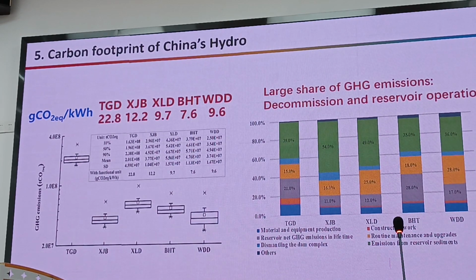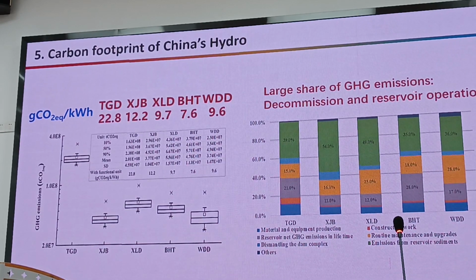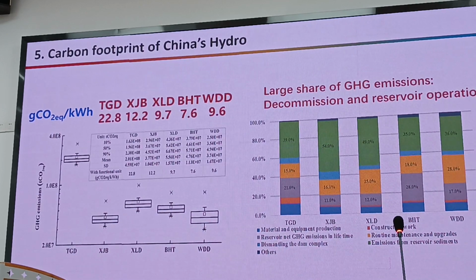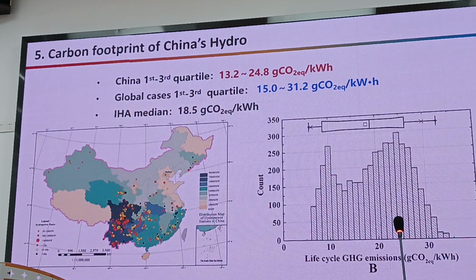After all the evaluation, we find that for the Three Gorges dam, the life cycle net greenhouse gas emission is 22 grams of carbon dioxide equivalent per kilowatt hour. For the upper four it is a little bit lower. The large share of greenhouse gas emission uncertainty is the decommission and also the reservoir operation, because it takes a longer time, 150 years. So they still have some other.